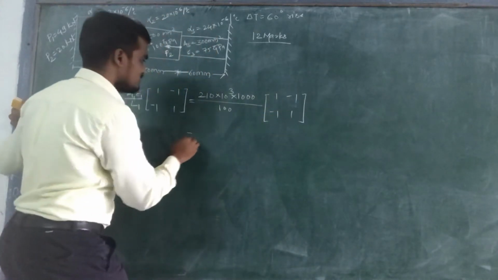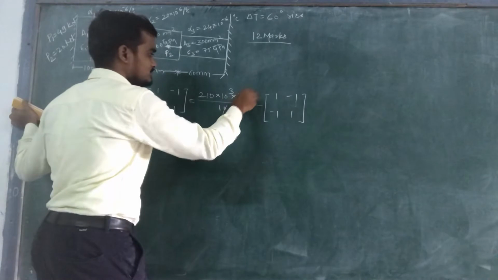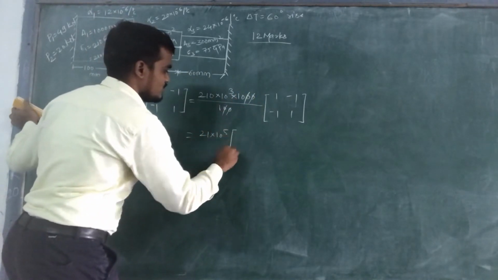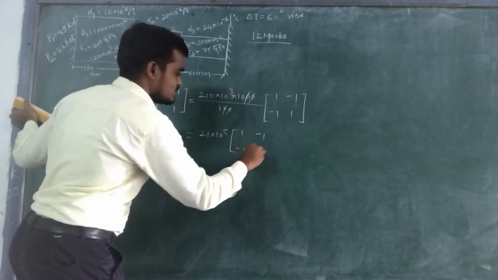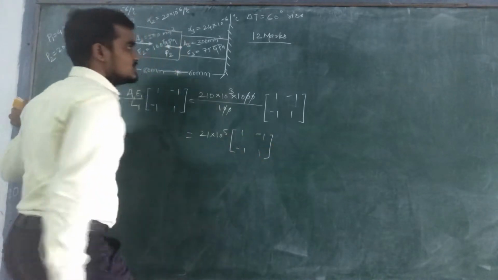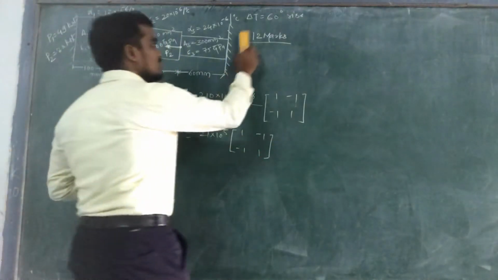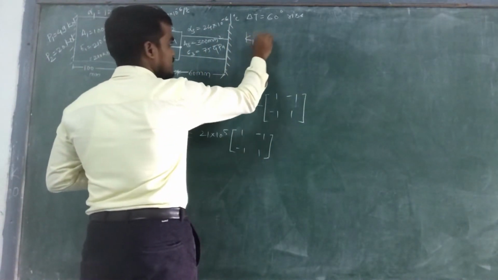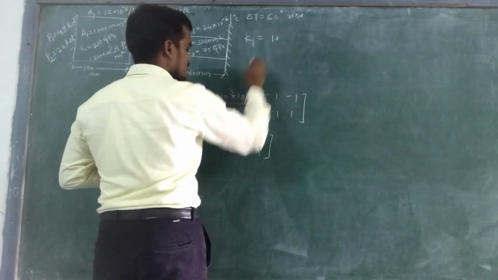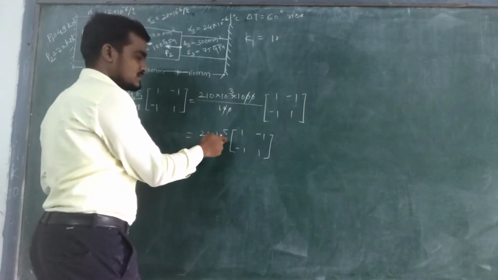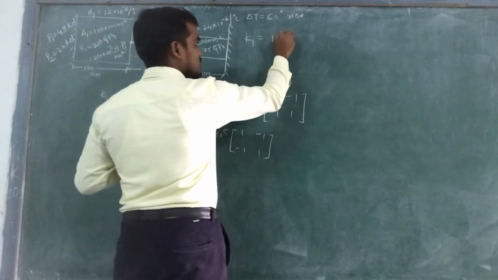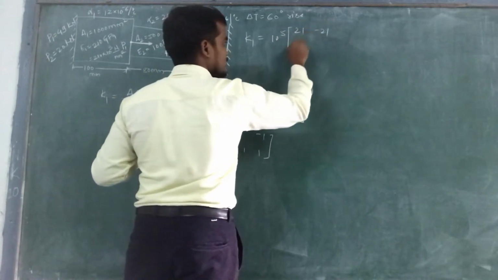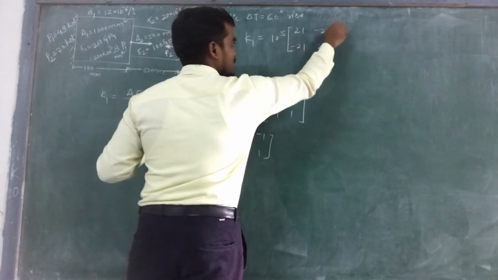On simplifying this we get 21 into 10 raised to power 5 times the matrix [1 -1; -1 1]. In this way you get your first elemental stiffness matrix as K1 equal to 10 raised to power 5, which is common, into the matrix [21 -21; -21 21].